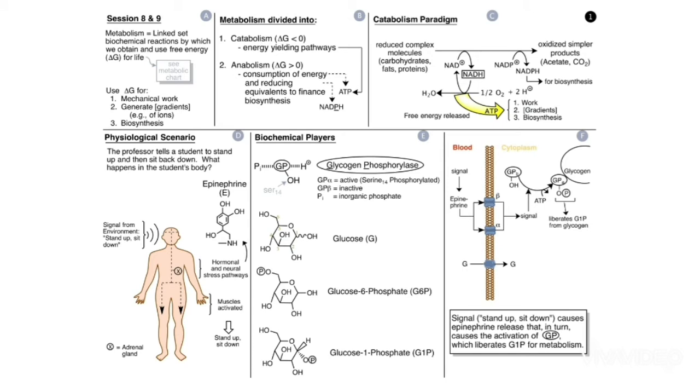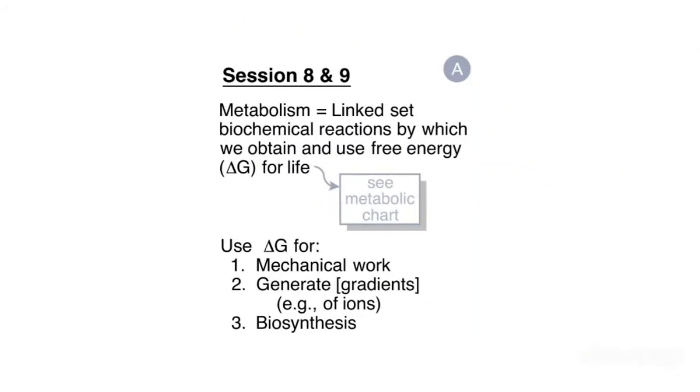In the first storyboard, Panel A, I give the definition of metabolism as the linked set of biochemical reactions by which we obtain and use free energy, that is, delta G, for life. We use that free energy for a lot of things, but the uses really divide into three areas. The first is to do mechanical work, the second is to generate concentration gradients, and the third is for biosynthesis. In a few minutes, I'm going to be giving you an example of all three.